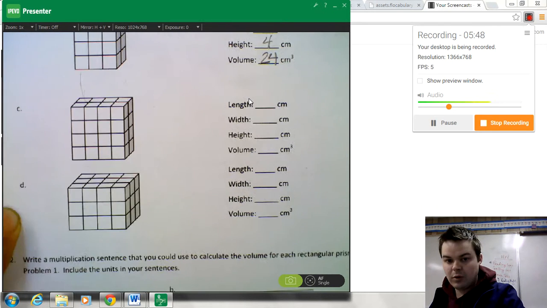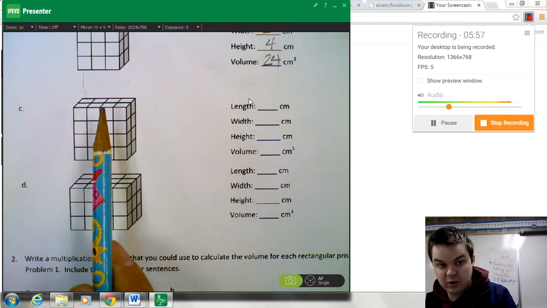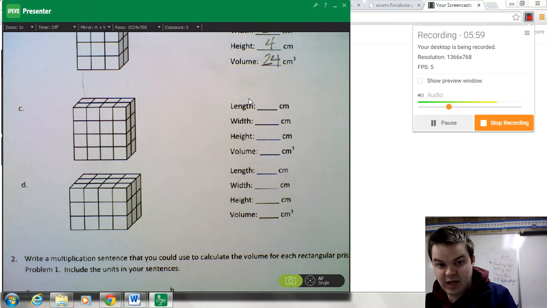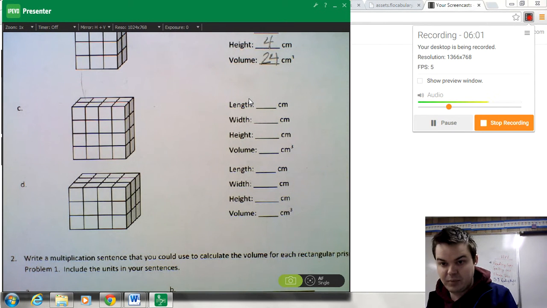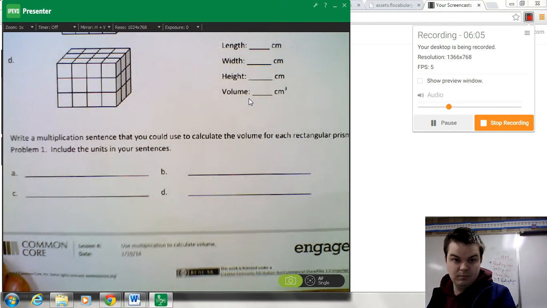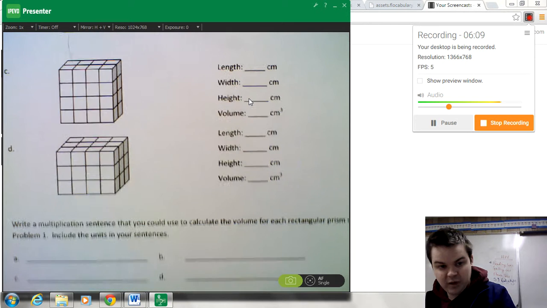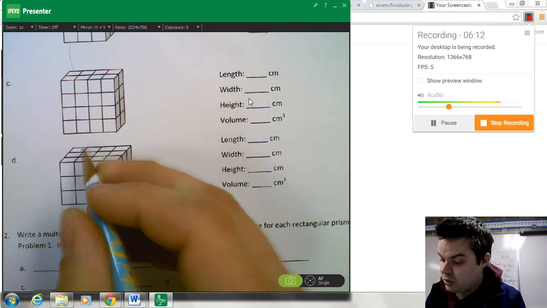Now, I want you to fill in the dimensions for C and D. Pause the video, please. Fill in the dimensions and then find the volume by counting how many on the first layer, then multiplying that times the height. Go ahead and pause. All right, after you guys have gone over those, let's take a look real quick.